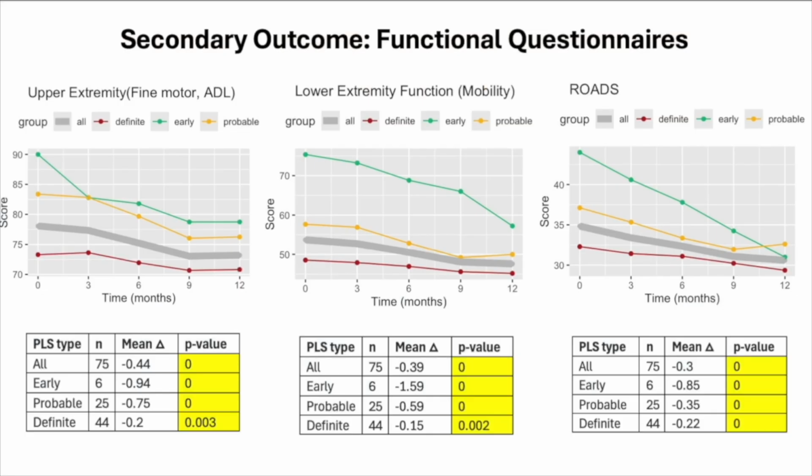So in terms of outcomes, for the questionnaires, if you can look at the graphs, the bold gray line is the pattern for all 3 groups, so definite, early, and probable.